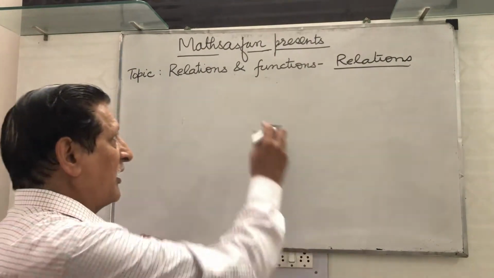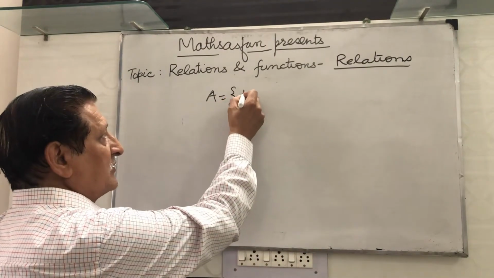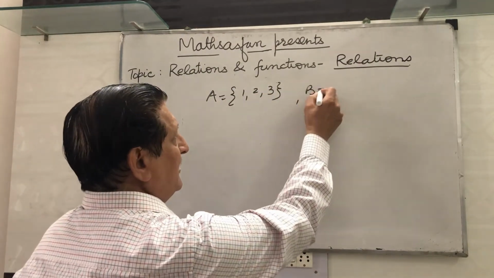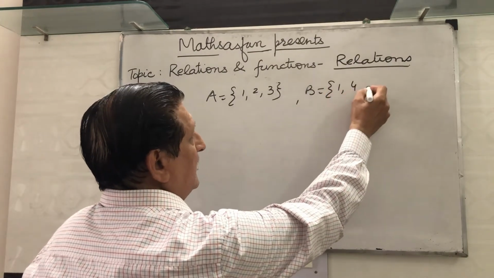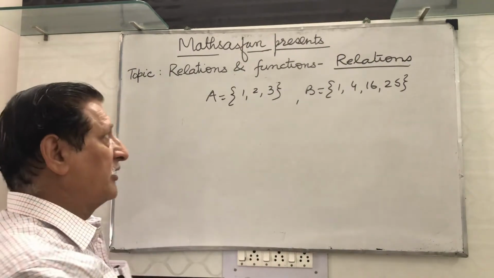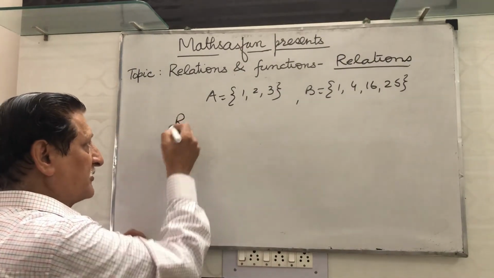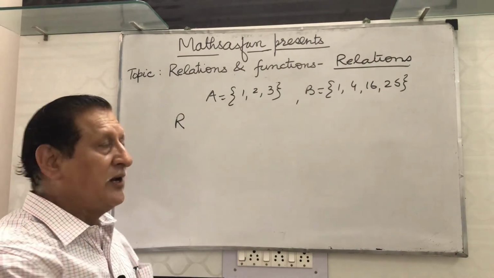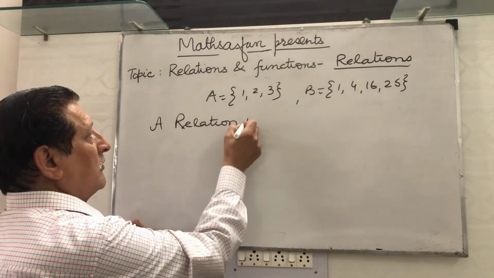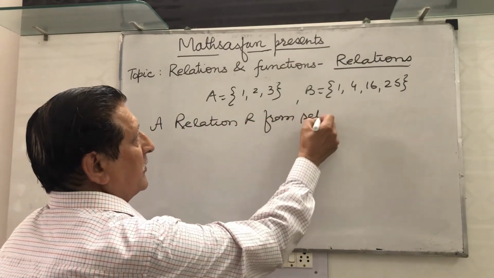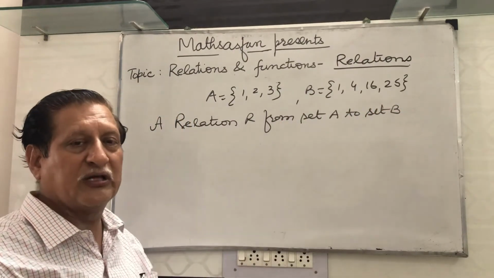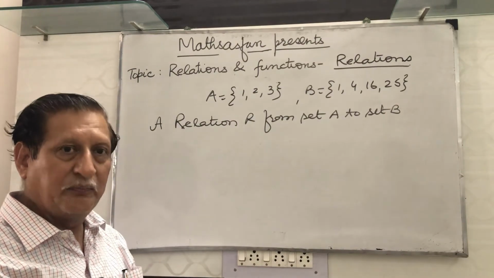sets. Suppose I have a set A in which the elements are 1, 2, 3. Another set I have, B, in which the elements are 1, 4, 16, 25. And I want to set up a relation. Generally the relation is represented by capital R, and if I say a relation R from set A to set B, it means the relation is to be set up between the elements of set A and set B.